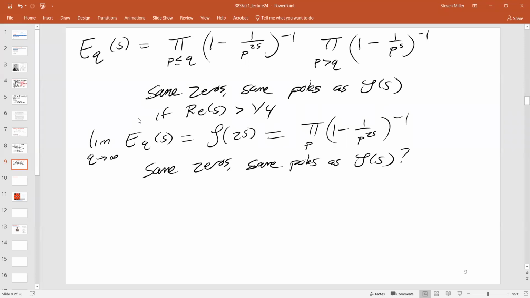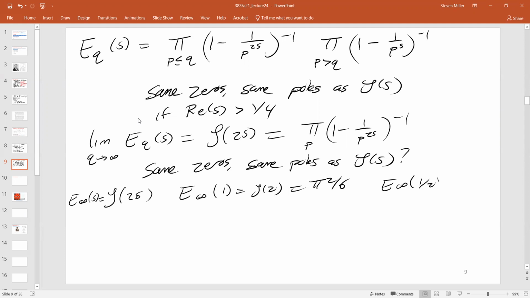So now let's look at zeta of 2. Let's call this E infinity of S, which is zeta of 2S. So E infinity of 1 is now zeta of 2, which is pi squared over 6. And E infinity of 1/2 is zeta of 1, which is infinity. So we removed the pole.